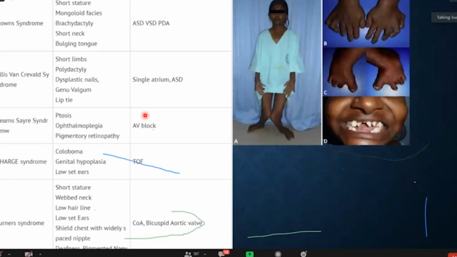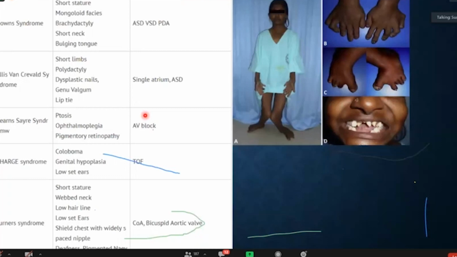Next, one more case which we had seen some 6 months back. A patient presented with complete heart block, with ptosis and external ophthalmoplegia. It turned out to be Kearns-Sayre syndrome. You would have heard that these are mitochondrial diseases. So, ptosis, ophthalmoplegia. We looked at the fundus, there was no retinitis pigmentosa. So that was a case of Kearns-Sayre syndrome.